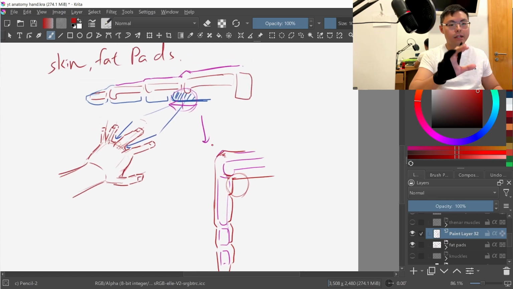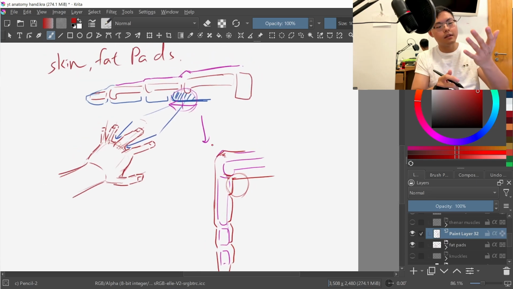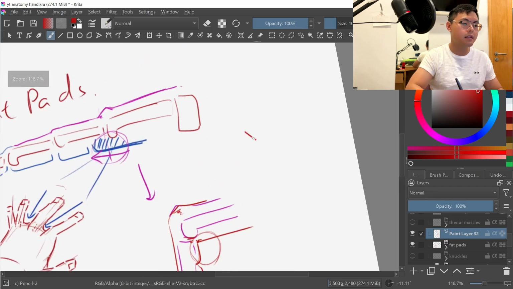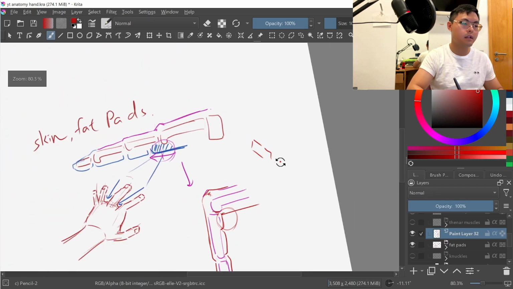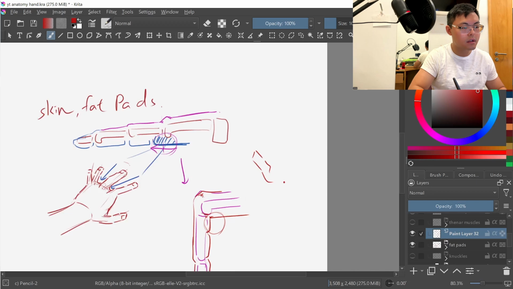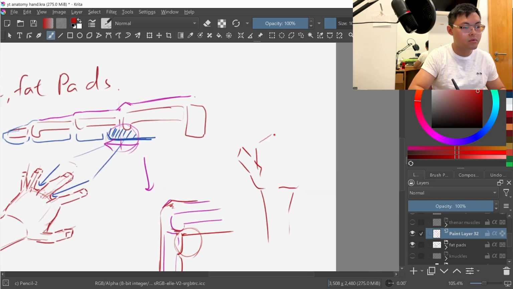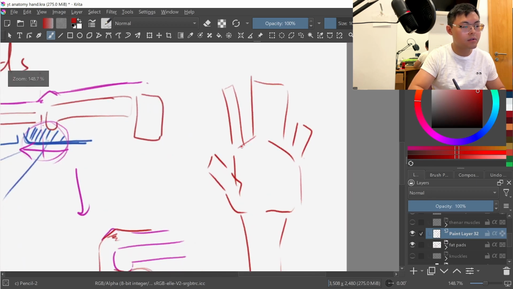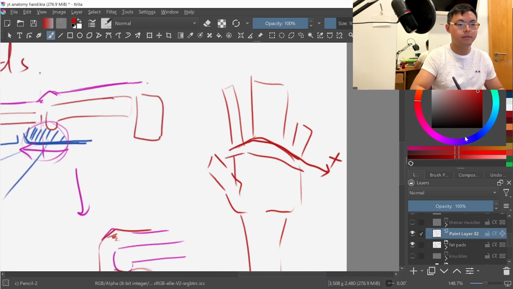When drawing the palm side, the folding area is not here. Two seconds. Yep. Like that. You don't fold here. You don't fold here. You actually fold here.